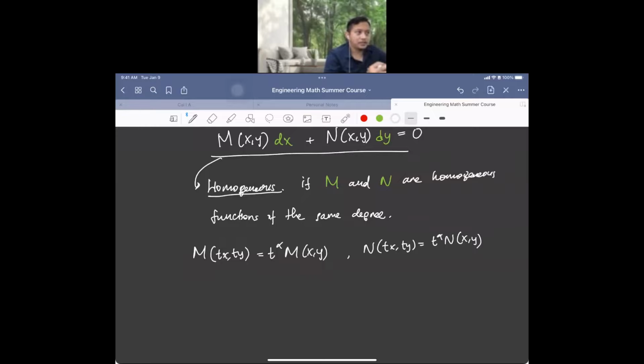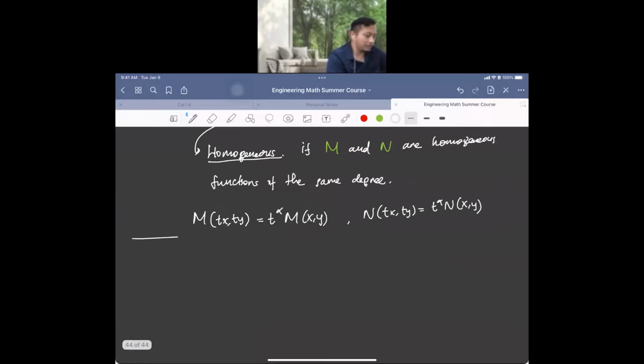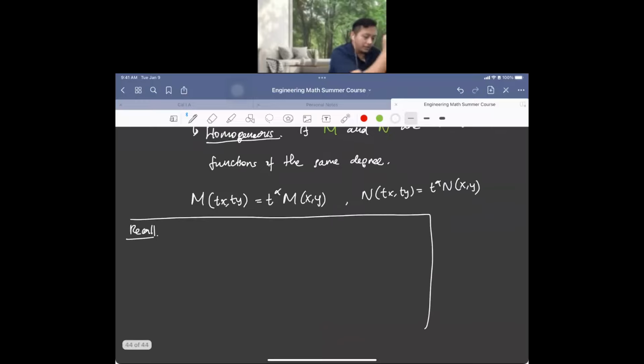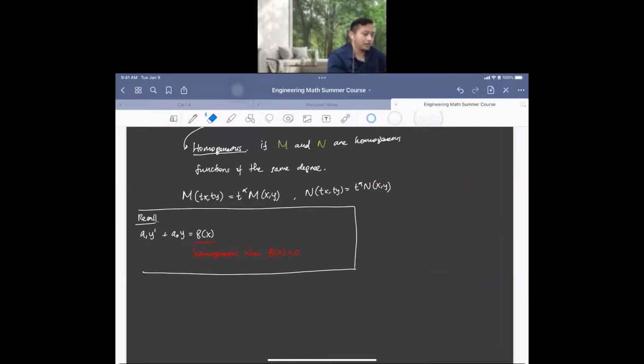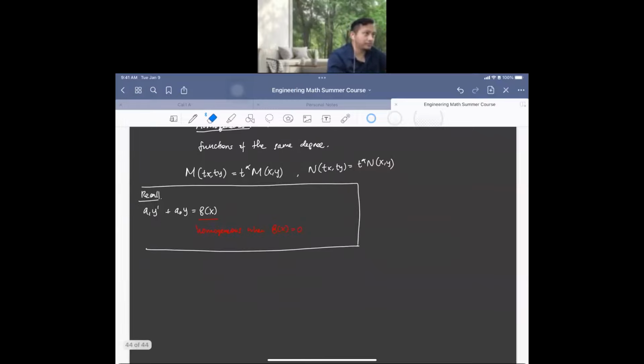The homogeneous is a little bit different from when we learned the first order linear. If you remember, let me just give you a quick recap from the linear one. If we have a1 y prime plus a0 y equals g(x), this is homogeneous when g of x is equal to 0. Okay, back to the M.